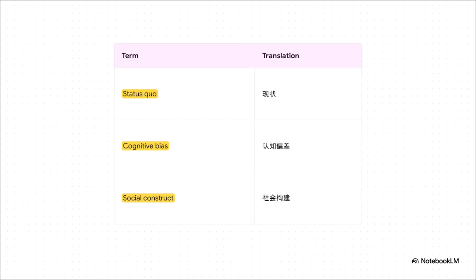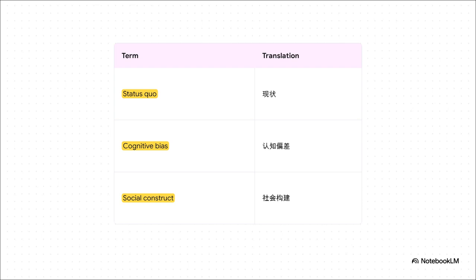Almost at the finish line. Status quo, 现状. Using the phrase challenging the status quo is wildly powerful for your opinion-based writing task 2 responses. Cognitive bias, 认知偏差. Use this to explain why people might make irrational financial or social decisions in task 7.